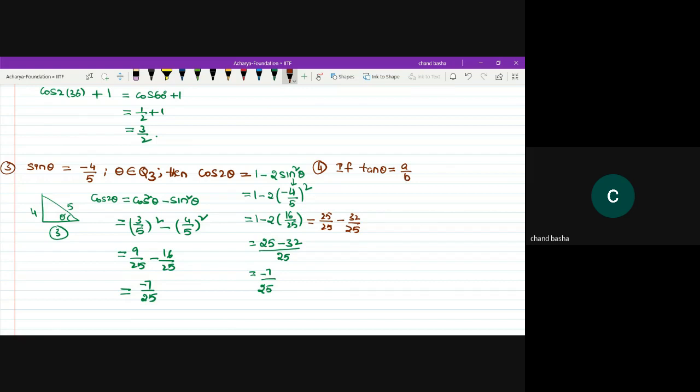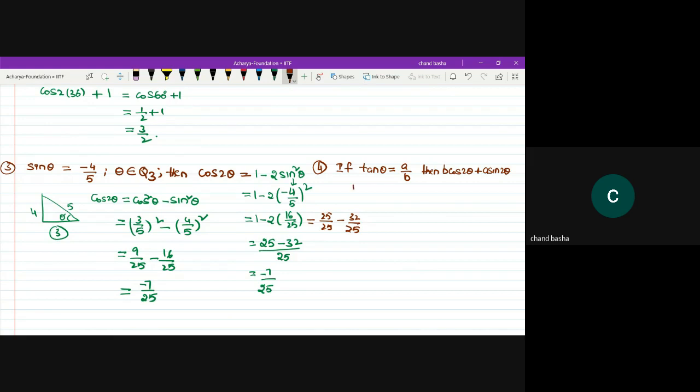If tan theta is equal to A by B, then B cos 2 theta plus A sin 2 theta is equal to how much?